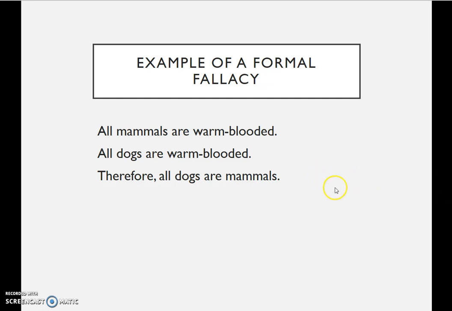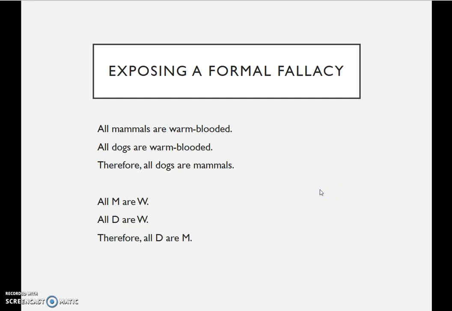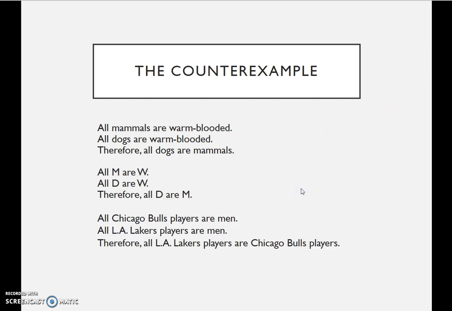You know from section 1.5 in our textbook how to discover the form of the argument. So let's look at the form of this argument. Again, all mammals are warm-blooded, all dogs are warm-blooded, therefore all dogs are mammals. The structure, the form of the argument is: all M are W, all D are W, therefore all D are M.